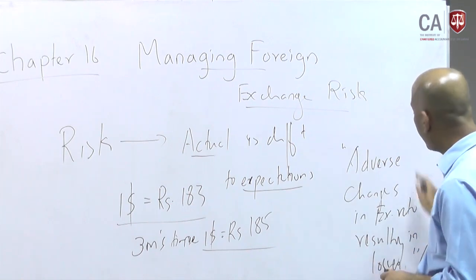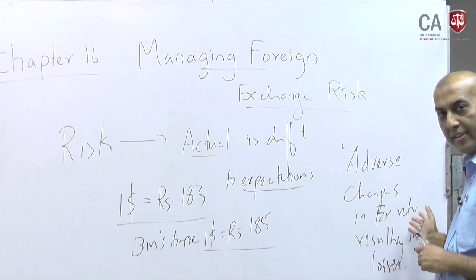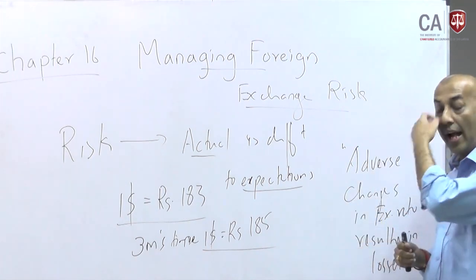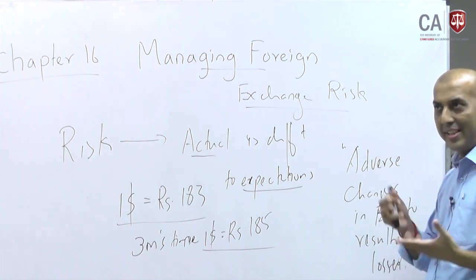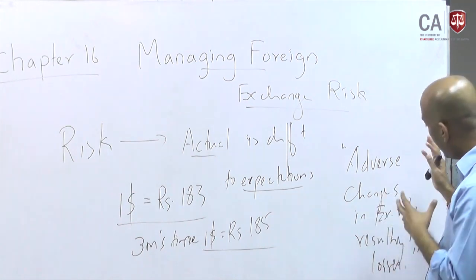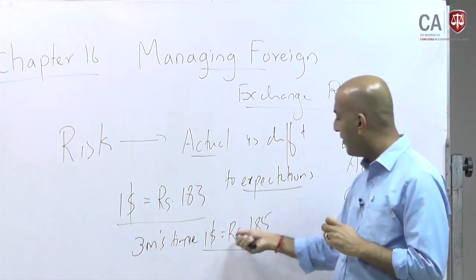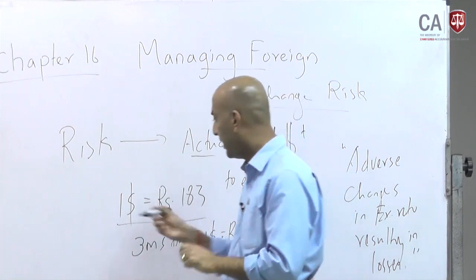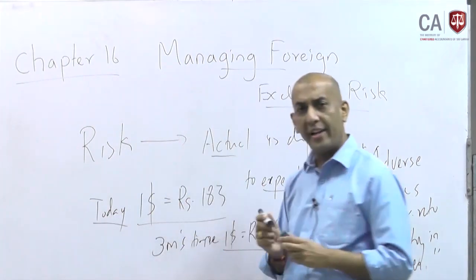So exchange rate risk is about adverse changes in exchange rate resulting in losses. We all know that only adverse changes will result in losses. If it is positive changes, there are no losses. So we are concerned about the adverse changes in the exchange rate. For example, say $1 is 185 today. Not today, today $1 is 183. This is today's rate. Today's rate is $1 = 183.